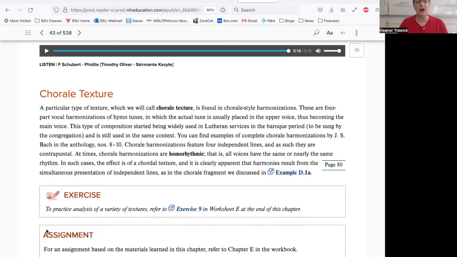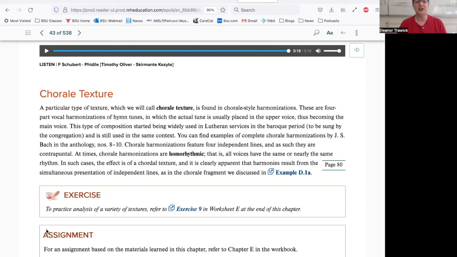And there's another type of homophony, in addition to the melody plus accompaniment type that we've just been talking about. Another type of homophony is what we call chorale texture. And it's the texture that we heard in that Bach chorale setting that I played for you before we turned to the other examples in the textbook.